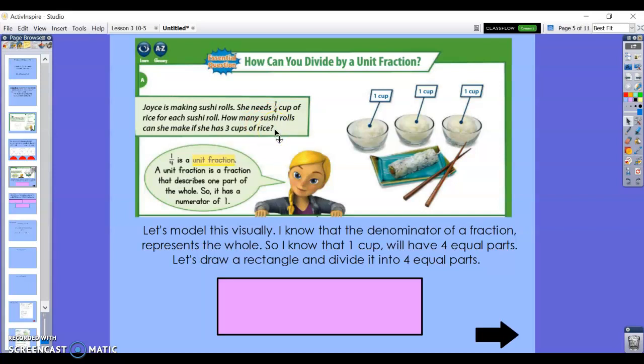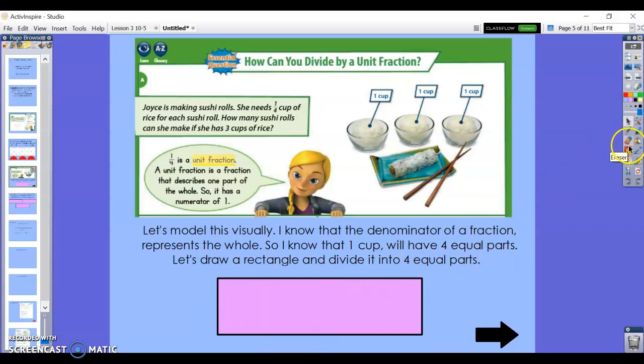It looks like she doesn't need the whole cup to make a sushi roll. She only needs a portion of the cup, or 1/4 of the cup. So let's represent this visually. I drew this rectangle down here to represent one whole. This rectangle right here is going to equal 1 cup. But Joyce doesn't need a whole cup to make the entire sushi roll.